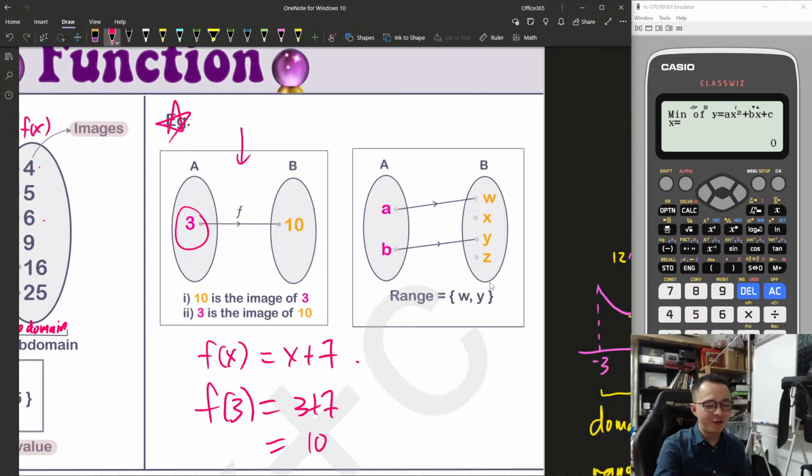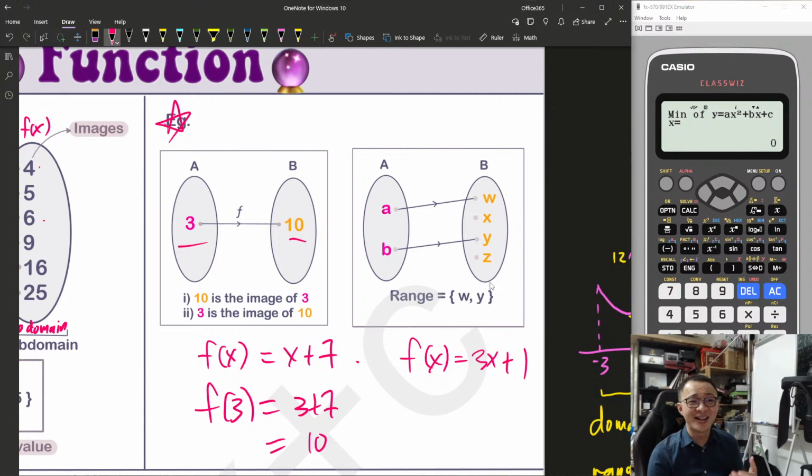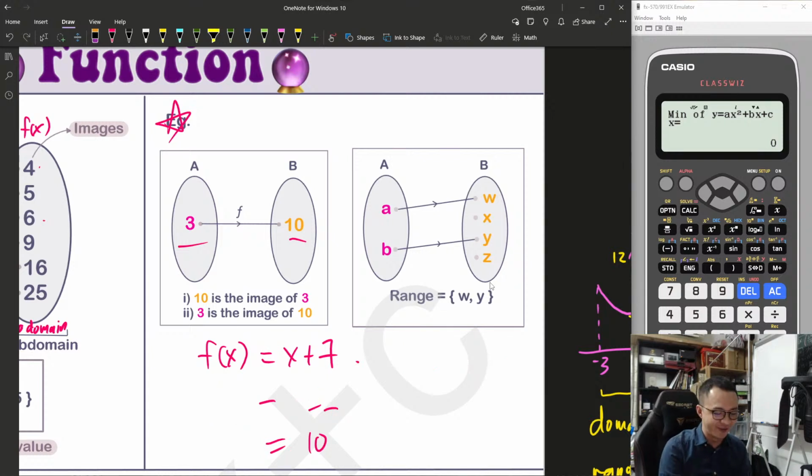And if there is only one object and one image, is it the only function? No, I can write f(x) maybe 3x plus 1, also can. Because as long as I substitute the 3 into it, I get 10, then it should be fine. But here I just use a simple equation, x plus 7. What I want you to understand is sometimes in the exam, they will say this is A and this is 10, and then they ask you to find A.